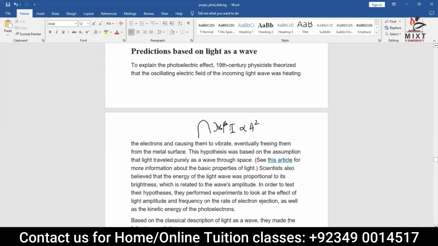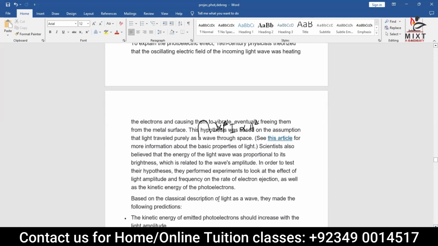In order to test their hypothesis, they performed an experiment to look at the effect of light amplitude and frequency on the rate of electron ejection as well as the kinetic energy of the photoelectrons. Now, remember that there are two different things. Rate of electron ejection means more current, and kinetic energy of the photoelectrons is different. Now, based on the classical description of light as a wave, they made the following prediction.